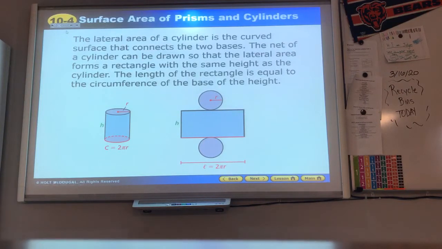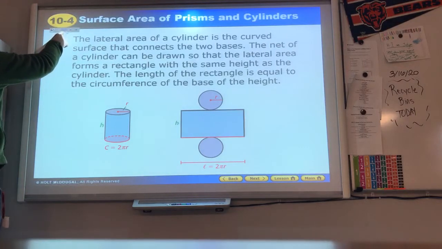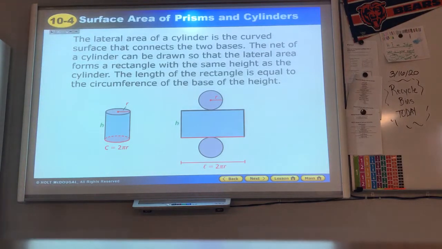Welcome, 7th grade. This was originally supposed to be part of lesson 10-4 that was done yesterday, or excuse me, Thursday, but I felt like there was a lot there, so we didn't go through it. We work on the surface area of prisms.